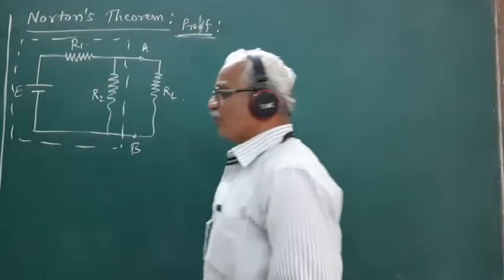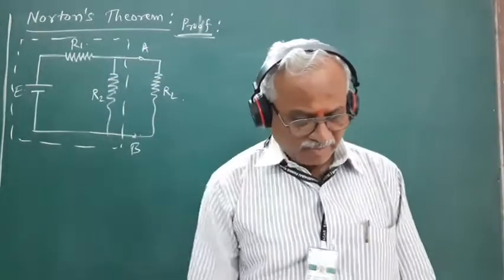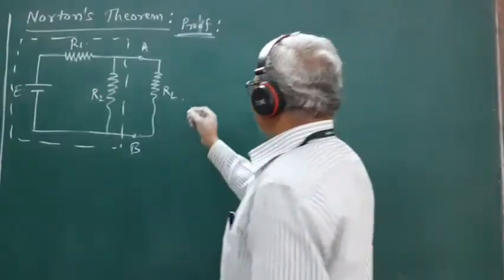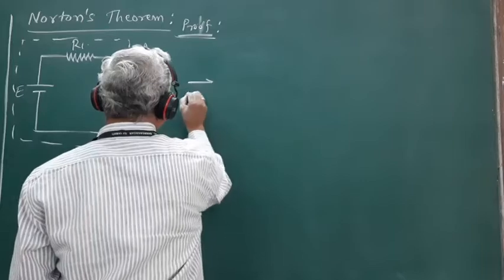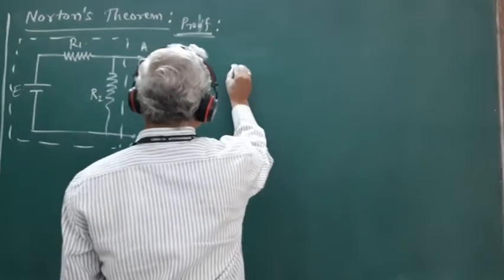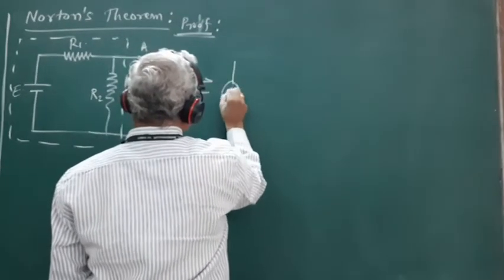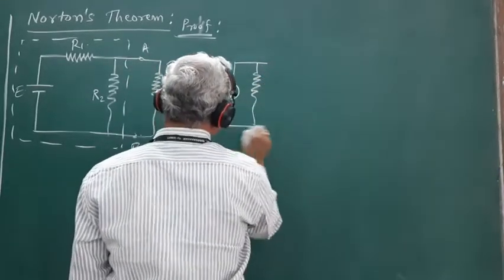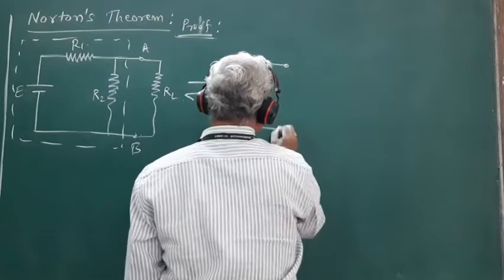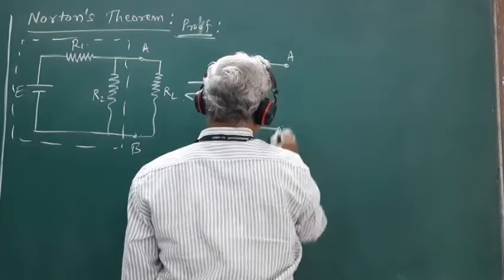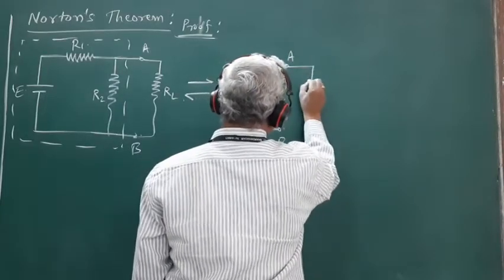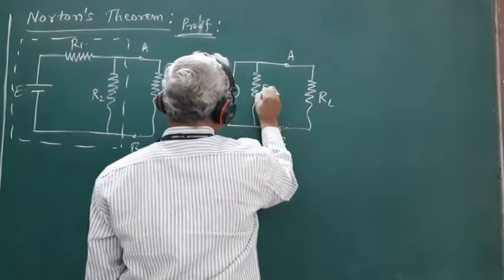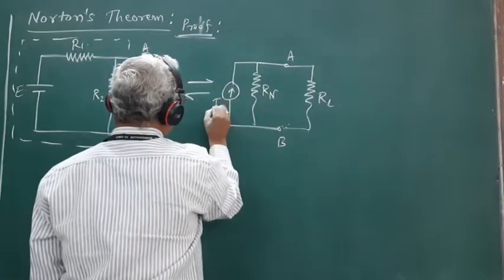For the proof, we can say that Norton's theorem is verified if and only if, let us consider the Norton equivalent circuit like this. This is the constant current source IN in parallel with Norton resistance RN. To the left of the terminals A and B, and to the right of the terminals A and B, we have this load resistance RL. This is RN, this is IN.